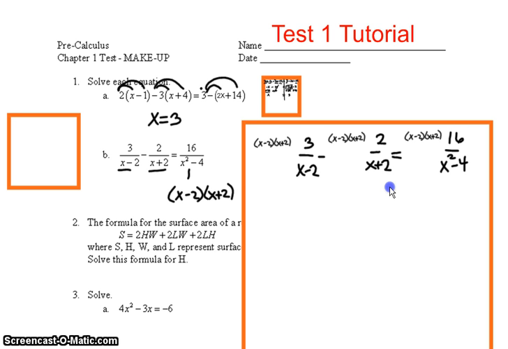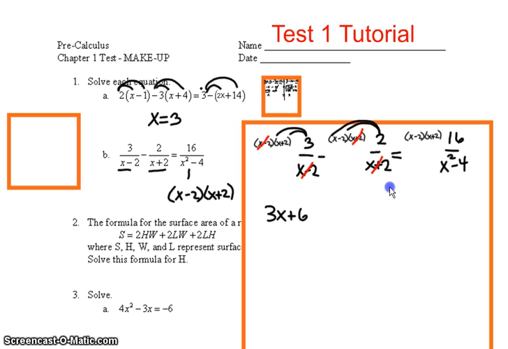Okay, so the x minus 2 divided by x minus 2 is 1. So I'm going to distribute the 3, and that gives me 3x plus 6. Okay, x plus 2 divided by x plus 2 is 1. So I'm going to distribute the 2 here.